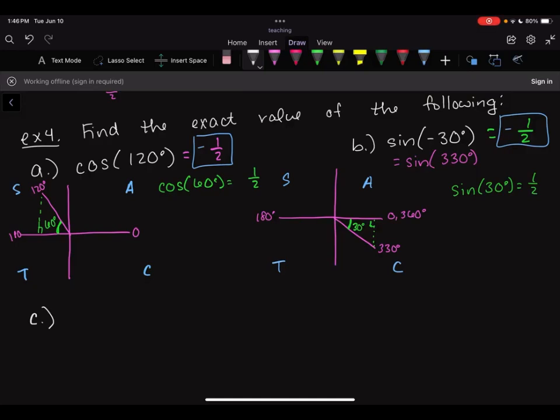Let's do some with radians, get some radians experience. So let's do sine of... trying to think of a good one. Let's do 5 pi... no, sorry, let's change my mind. 7 pi over 6, 7 pi over 6.